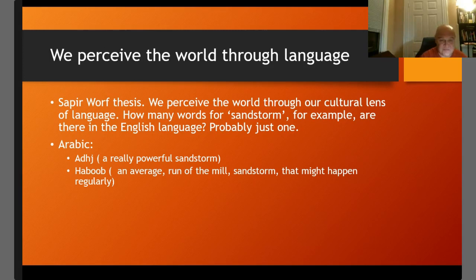Let me provide an example of language. And for those of you Arabic speakers, apologies for the pronunciation in advance. How many words for sandstorm, for example, are there in the English language? We probably just have 1. In Arabic cultures, though, where there are more desert environments, for example, they have different words for sandstorms depending on what kind of a sandstorm it is. There's Aj, which is a really powerful sandstorm, or habub, an average run-of-the-mill sandstorm that might happen regularly.